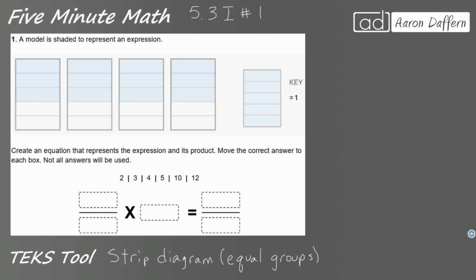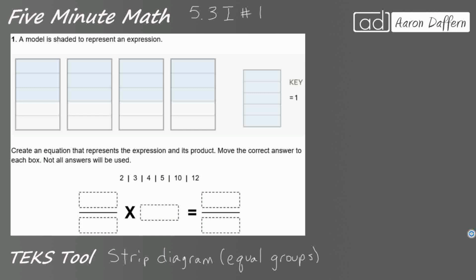Today we are looking at the TEKS tool strip diagram. We are working with equal groups with a problem related to TEKS 5.3i, and we will solve it in 5 minutes or less. If you haven't done so already, please go ahead and take a moment to pause the video, work this problem out on your own, unpause it, and we will look at our answers together.